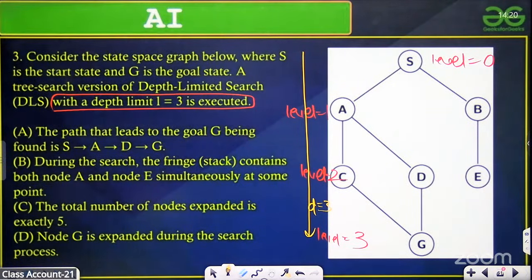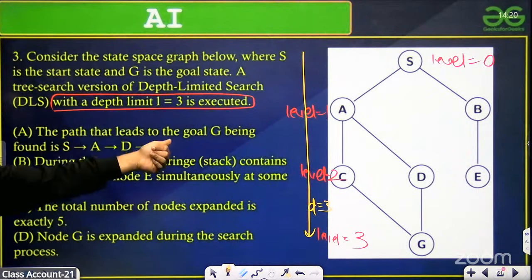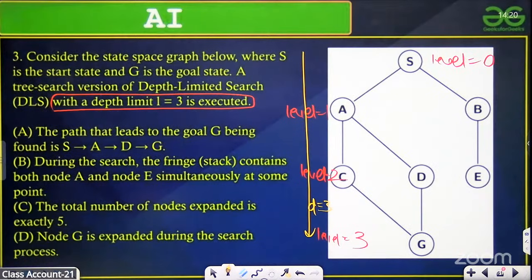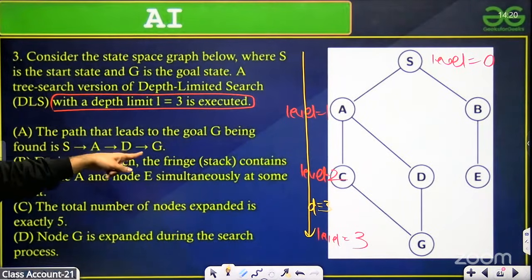Now he says, let us see the options. The path that leads to the goal G being found is what? It is S to A to D, D to G.